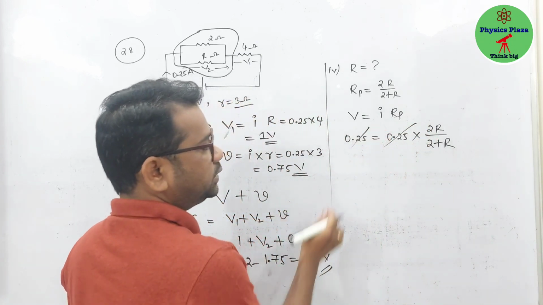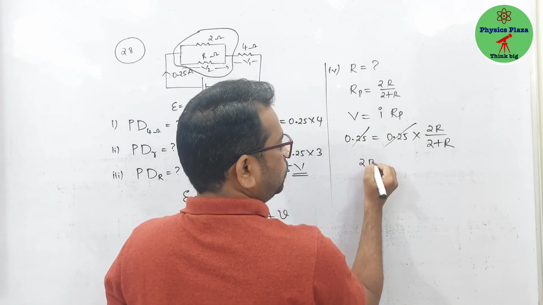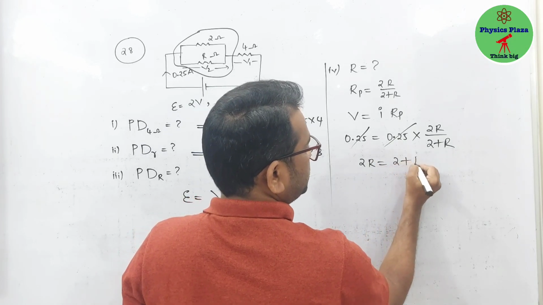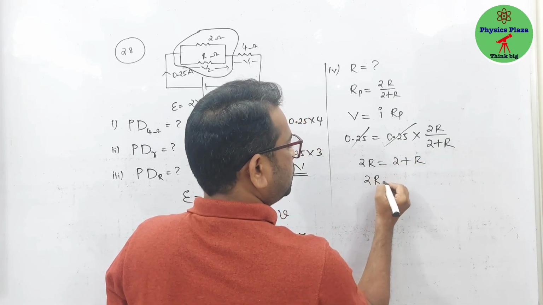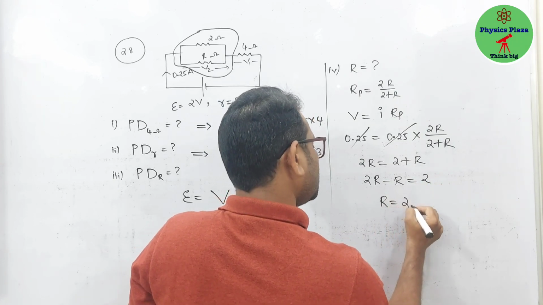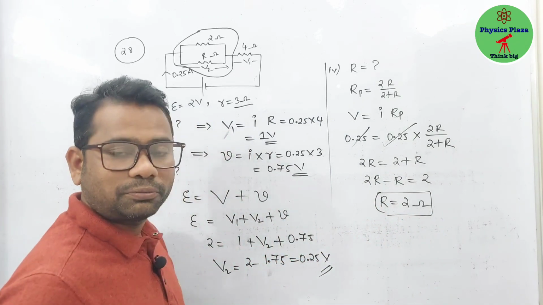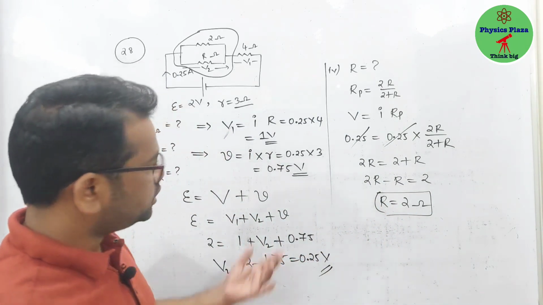Both will get cancelled. This side 1 will be there. Get this denominator this side. So it will be 2R is equal to 2 plus R. So 2R minus R is equal to 2. So R is equal to 2 ohm. Simple. Don't make it complicated, again I am telling you. Is it clear? Just copy it. 28th numerical.